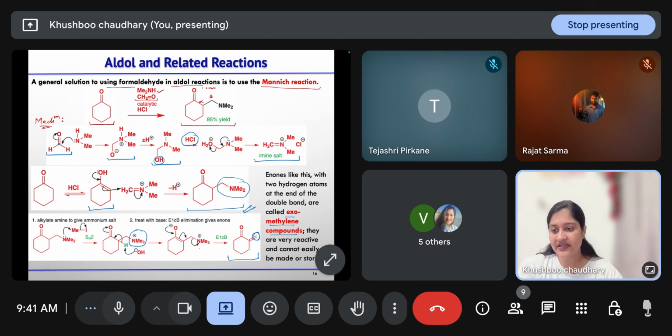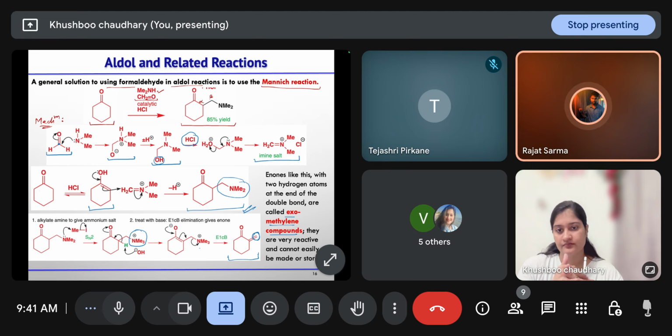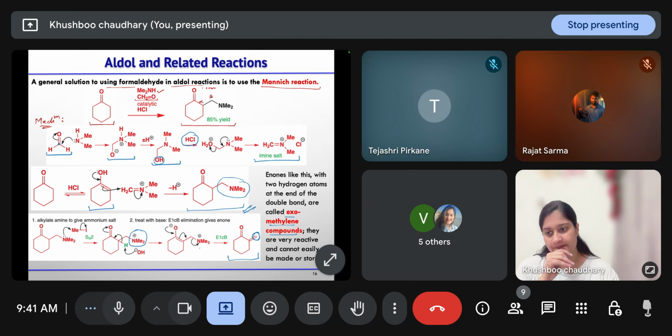Is this mechanism clear? Any doubt? Yes, ma'am. Clear. Okay.